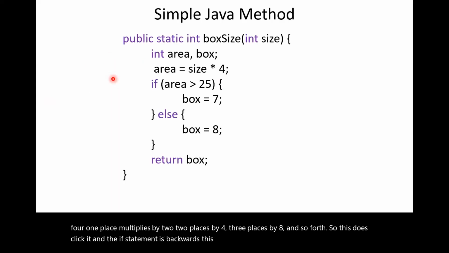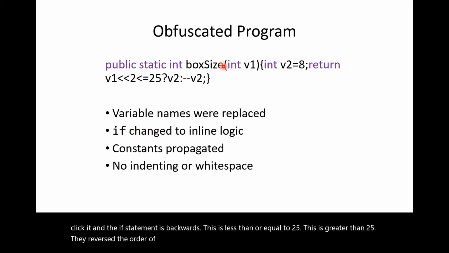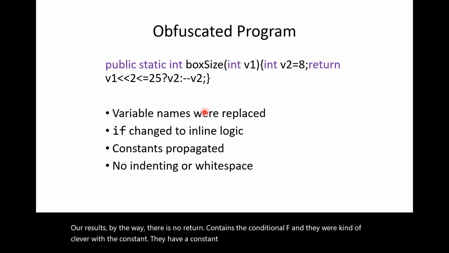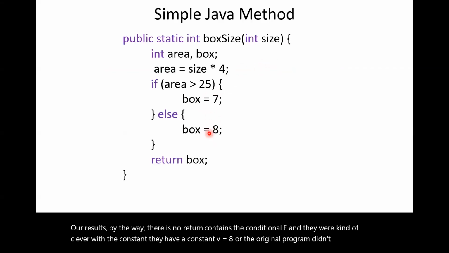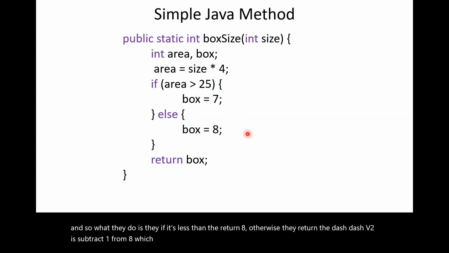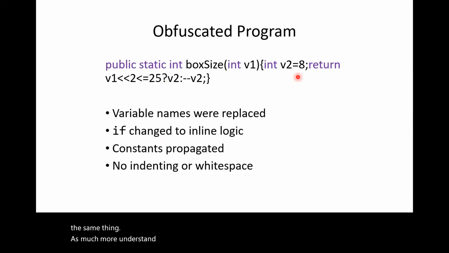This is less than or equal to 25. This is greater than 25. They reversed the order of the results. By the way, there's no return; it contains the conditional if. And they were kind of clever with the constant. They have a constant v equals 8, where the original program had a 7 and an 8. So if it was less than, they return 8. Otherwise, they return v minus 1, which becomes 7. So it is a pretty weird looking program, but it does exactly the same thing as a much more understandable program does. And that's what obfuscation does.